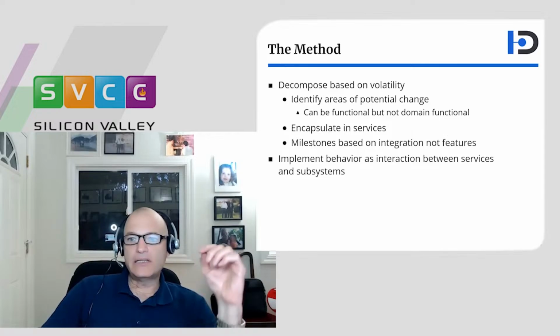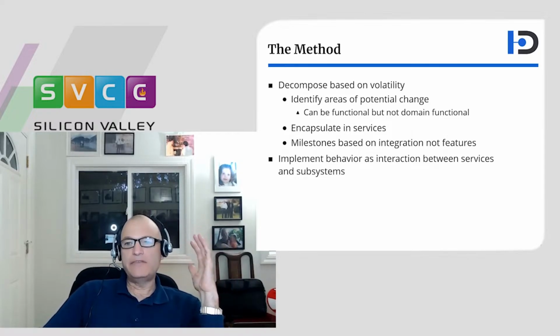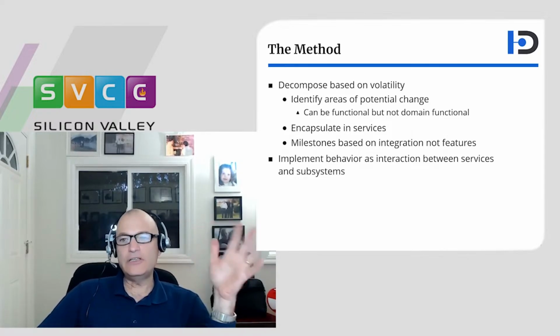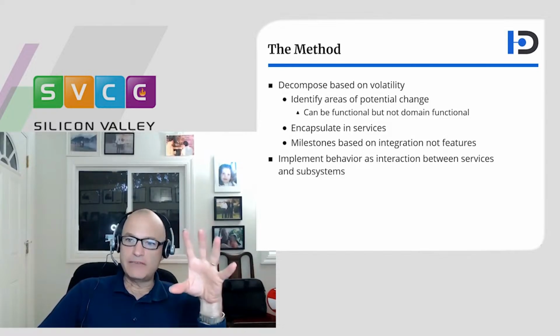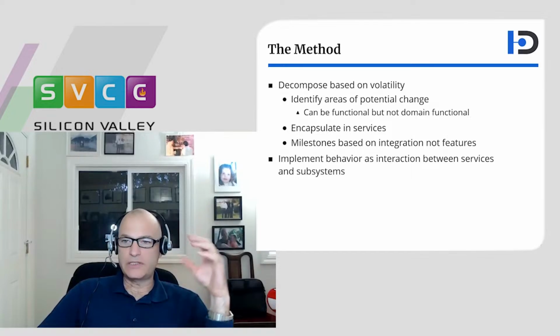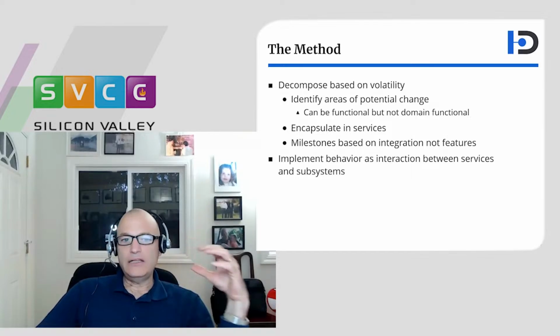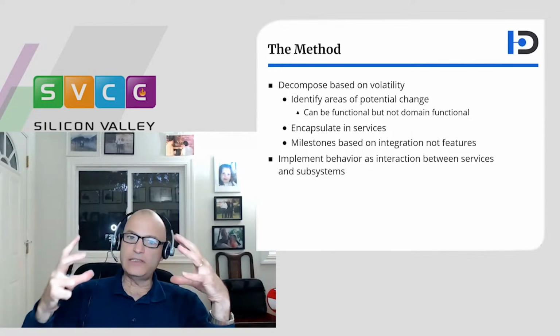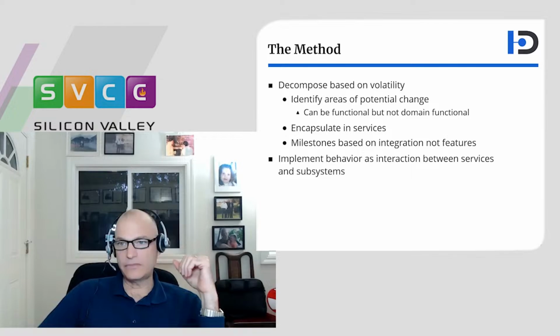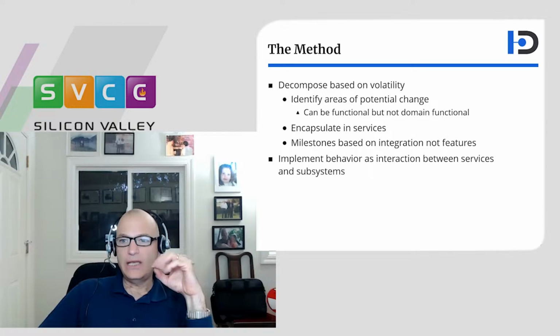The idea here is that you strive as an architect to identify areas of potential change in your system. Those you encapsulate in services, modules, components, and then you implement the required behavior of the system as the interaction between these encapsulated areas of volatility. This is the only way to design, by the way, any system. Everything around you is designed this way.